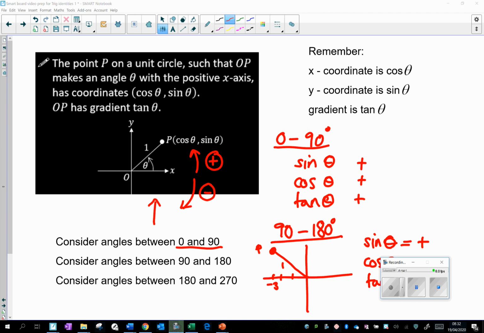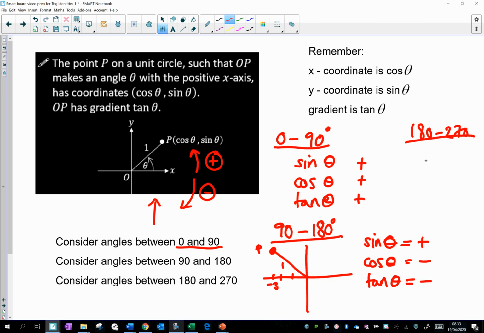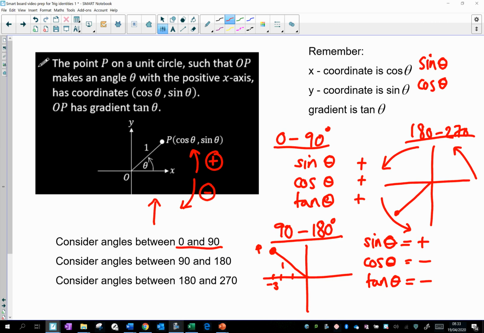Let's think now about angles between 180 and 270 degrees. I'm going to draw my diagram again. So 0 to 90 would mean P is in this section here. From 90 to 180, P is in this section here. Between 180 and 270, P is going to be over here somewhere. Think about what's going to happen to sine theta and cos theta, whether they're going to be positive or negative. Remember, sine theta is the y coordinate.